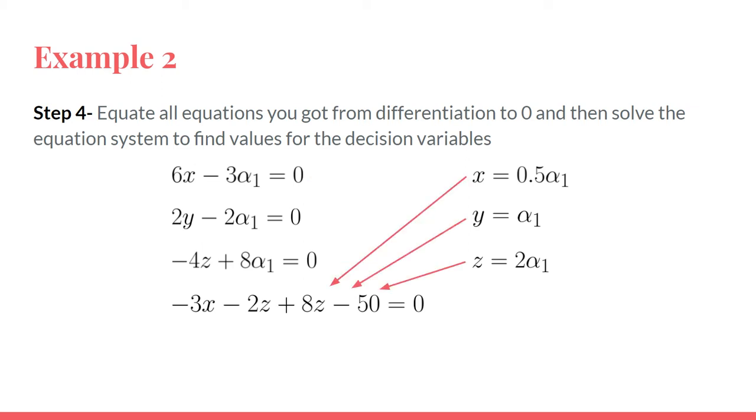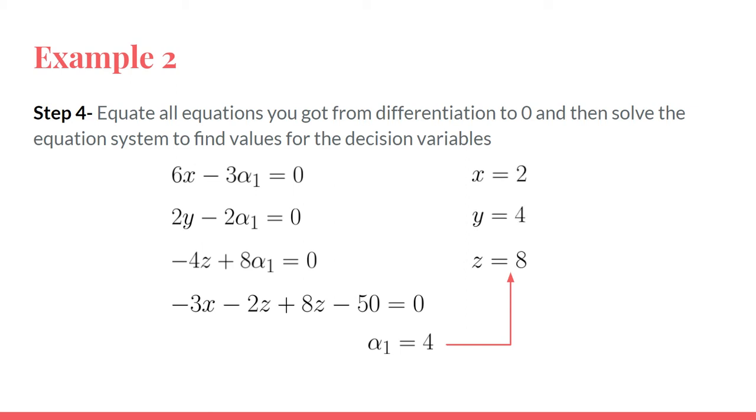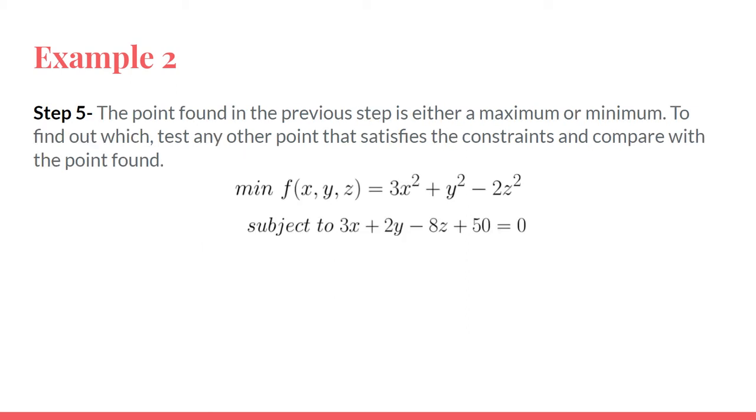We then apply these values to the fourth equation. By doing this, we have that 12.5 alpha 1 minus 50 is equal to 0. By solving this, we have that alpha 1 is equal to 4. We then replace this value of alpha 1 in the three equations for x, y, and z that we had from before. By doing this, we have that x is equal to 2, y is equal to 4, and z is equal to 8.